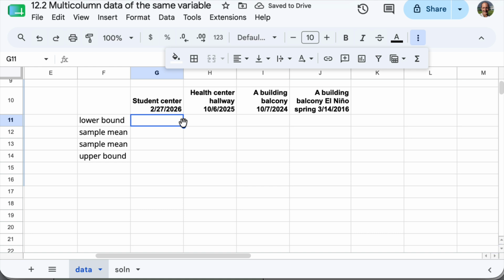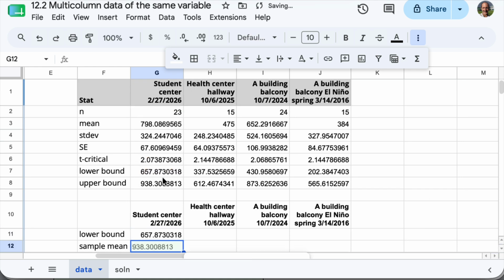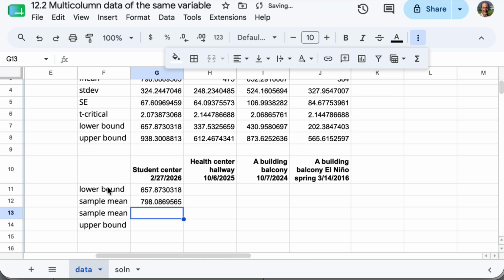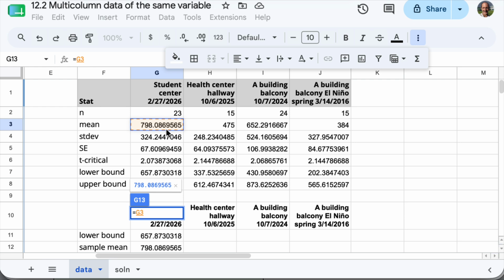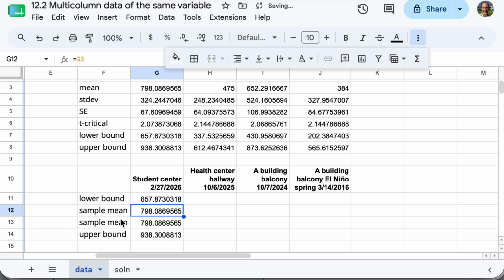The lower bound for the student center, that's going to be here. The mean, this is a particular layout. This will look strange. I'm going to type the mean in twice, but I'm not going to type it. I'm just going to use equals and then click on the mean. And then I'm going to do equals the upper bound, click on that. You'll notice I've doubled the mean. That's intentional. That's not an error. All I've got is lower bound, sample mean, upper bound. I can now fill that across.